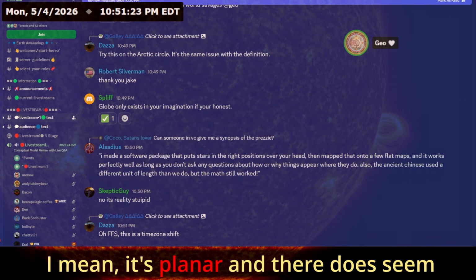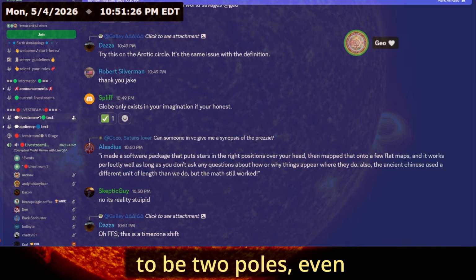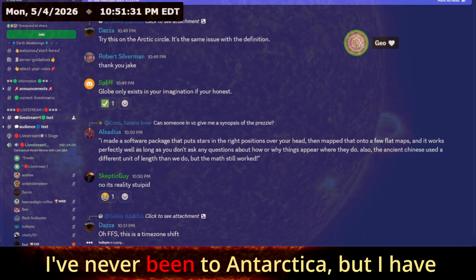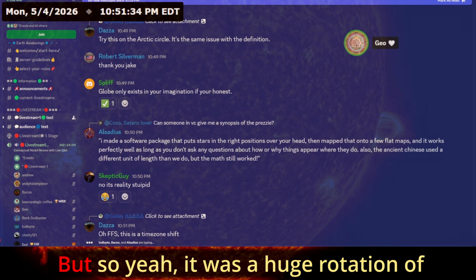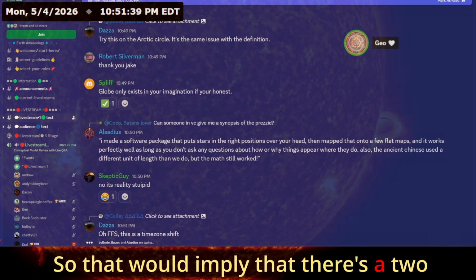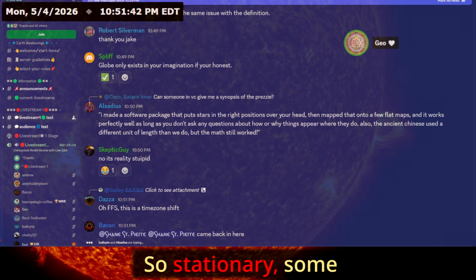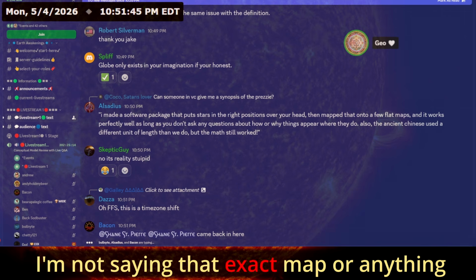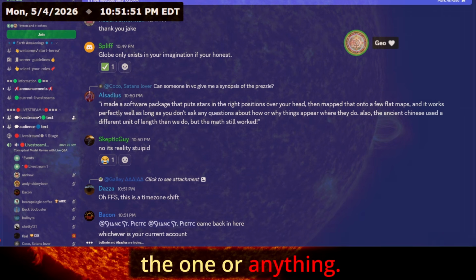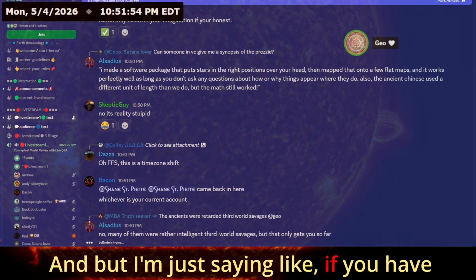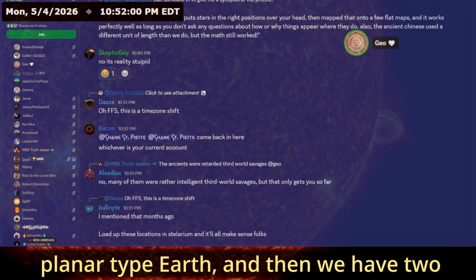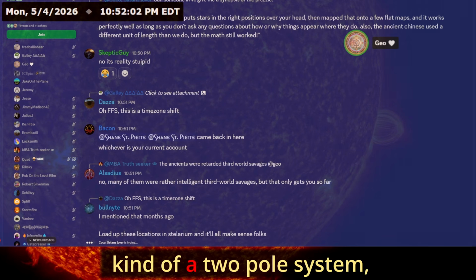I mean, it's planar, and there does seem to be two poles. Even though I have been in the South, I've never been to the Southern Pole or anything. I've never been to Antarctica, but I have been to the South. There's a huge rotation of stars there, and all the stars have a GP. So that would imply that there's two poles, and then we're on a plane, so stationary, some kind of a two pole plane. I'm not saying that exact map or anything that people talk about, that dual pole or two pole type map, I'm not saying that's the one. But I'm just saying, if you have up is up, down is down, level is horizontal, planar type Earth, and then we have two poles, then yeah, some kind of a two pole system.